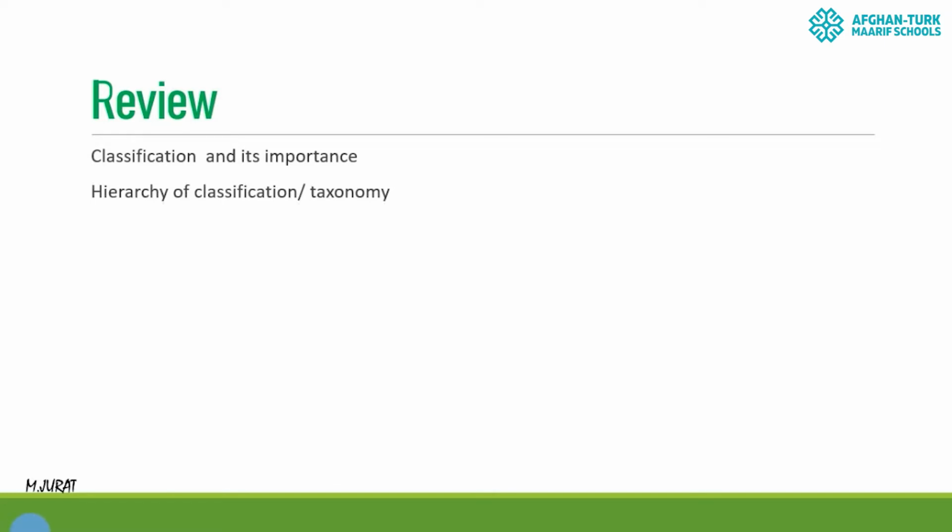We said that there is a 7 unit system, starting with the domain, which is the broadest one and might include one or more kingdoms. In a domain we can compare all features of living organisms, like their type of cell, their nutrition, respiration, reproduction, excretion, sensitivity, growth, and every feature of a living organism can be compared in domain.